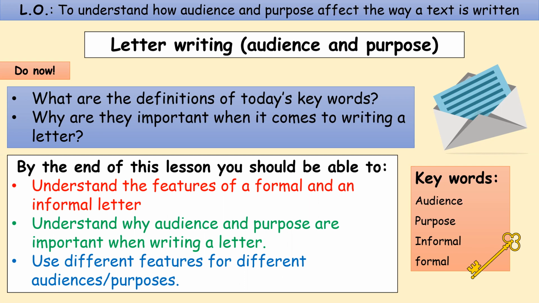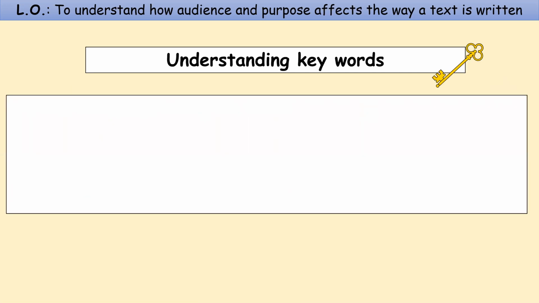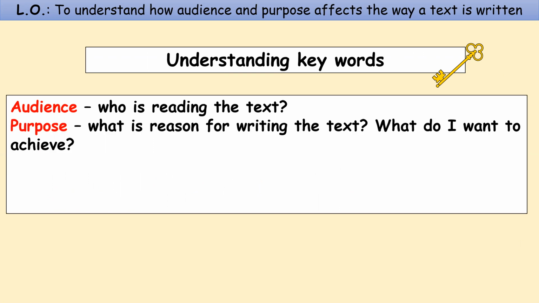So, if we think about the definition of today's keywords and why they're important when it comes to writing a letter, think about audience. So who is reading the text? If I say you need to think about your audience, that's the person who is reading the text, who it is intended for. The purpose is the reason for writing the text. So for example, is it a letter? Is it an instruction manual? Is it a textbook? What does the person who's writing that text want to achieve from writing it?